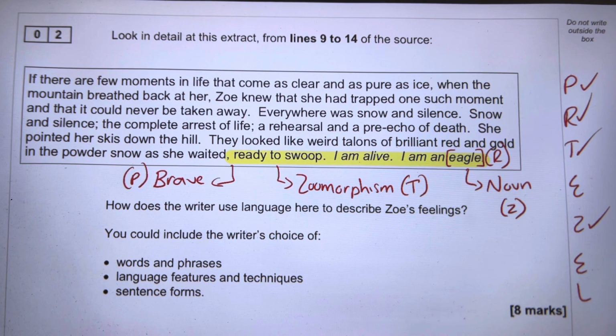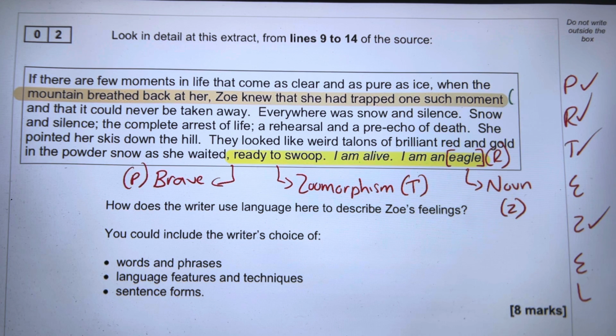Okay, guys, now that's paragraph 1 done. Let's go for number 2. So I'm looking at how Zoe feels. The mountain breathed back at her. Zoe knew she had trapped one such moment. Actually, guys, let me do that in a different color, just so it's clear. So this is my second quote, when the mountain breathed back at her.